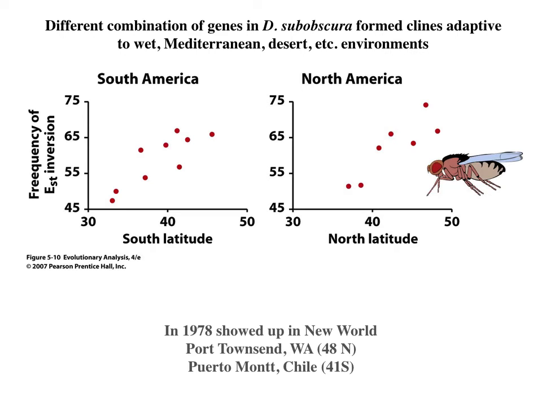Same thing in Washington State. As they travel south into California, Central California, Southern California, Northern Baja California, where it's drier, again, you're going to see a decrease in the number of inversions. And if you look at those two graphs, that's exactly what you see. And so this is good evidence that, in fact, inversions can serve an adaptive function by locking up those different allele combinations.